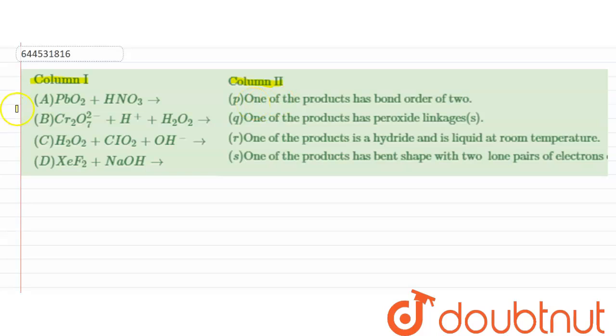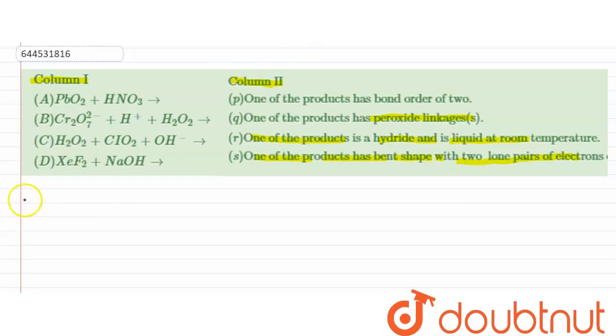So right, you can see here in column 2 it is given: one of the product has bond order of 2. One of the product has peroxide linkages. One of the product is a hydride and is liquid at room temperature. And finally one of the product has bent shape with two lone pair of electrons, right? So let's deal with the first reaction.